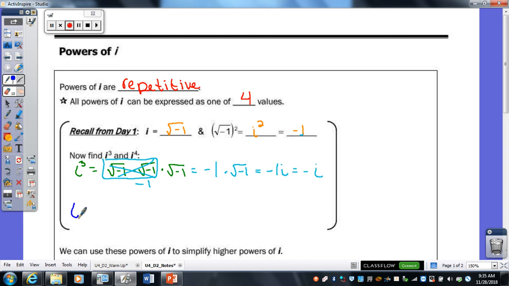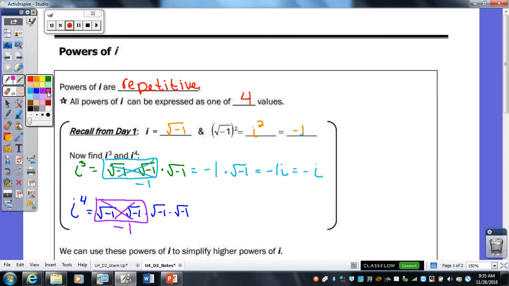So then I to the fourth power means it's the square root of -1 times the square root of -1 times the square root of -1 times the square root of -1. We multiply it 4 times. But again, as we said, if we multiply just 2 of them, that turns into -1. So then these other 2 over here would turn into -1. And we're multiplying. So what's -1 times -1? Positive 1. Negative times negative makes that a positive 1. So I to the fourth power is a 1.